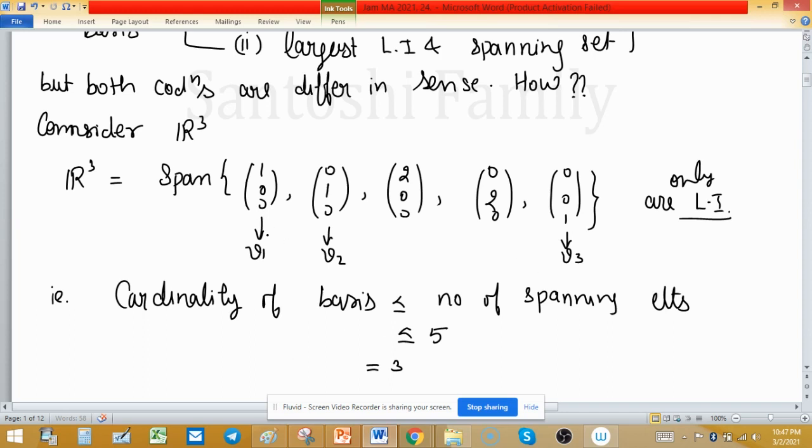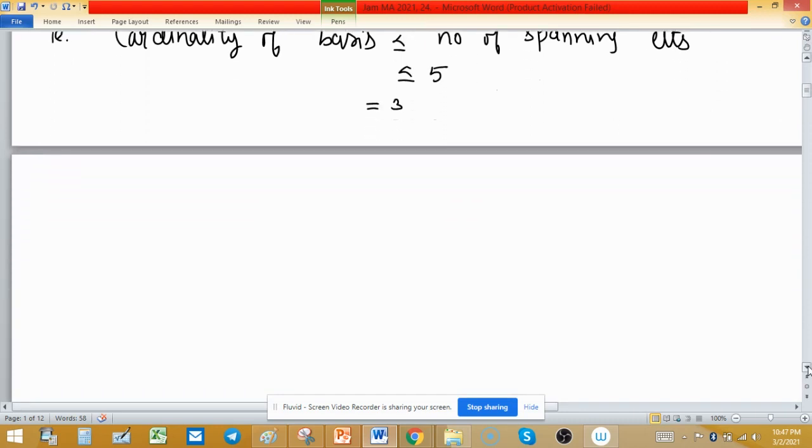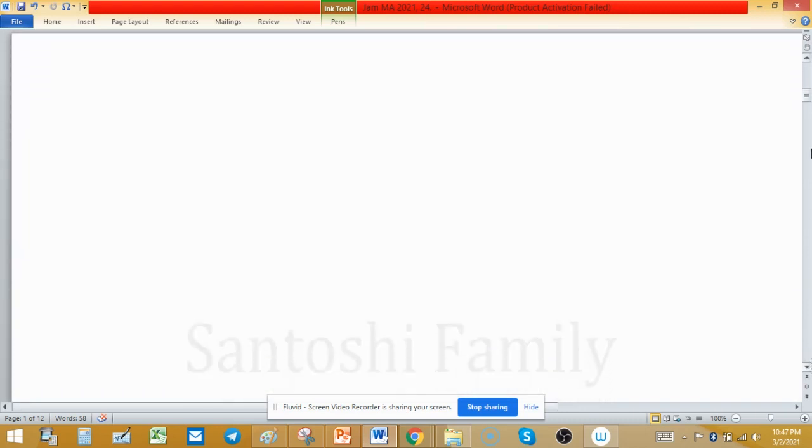So it is not important: for a vector space, the spanning set is not unique. This is also a spanning set, and if we put these elements in a set, then again it is a spanning set. Now come to the question, how to deal with this given problem.